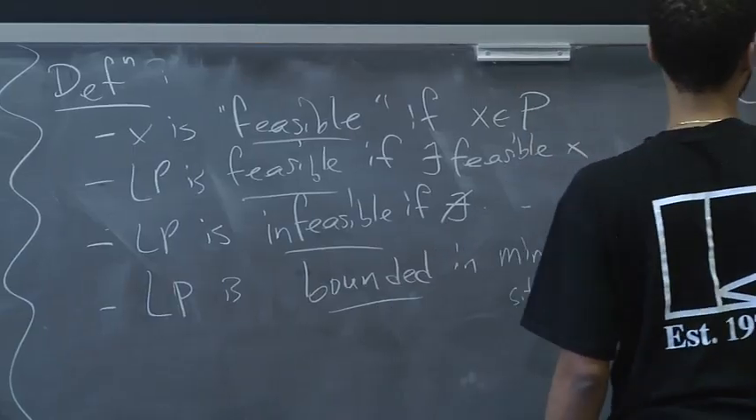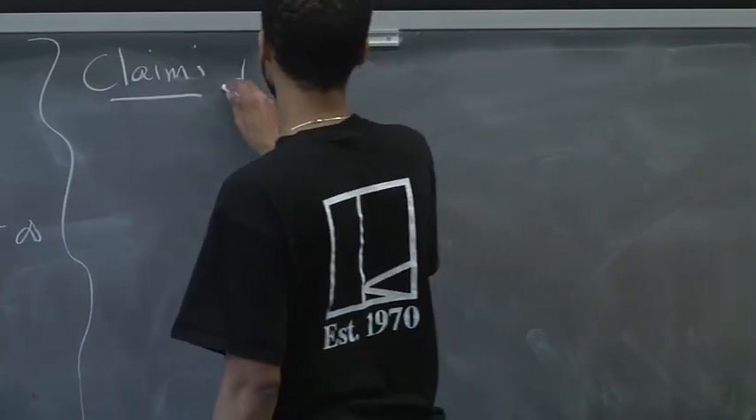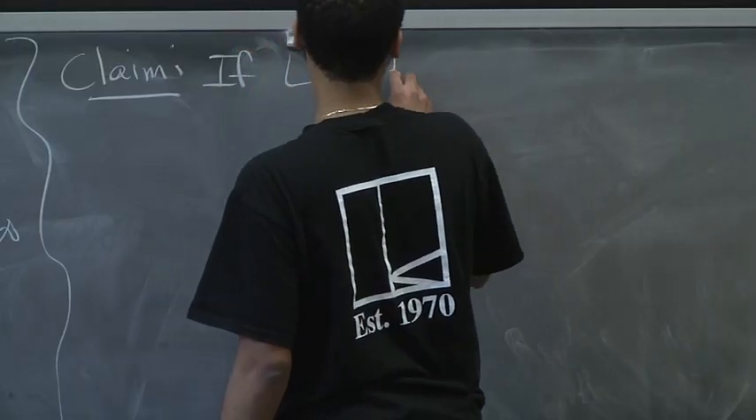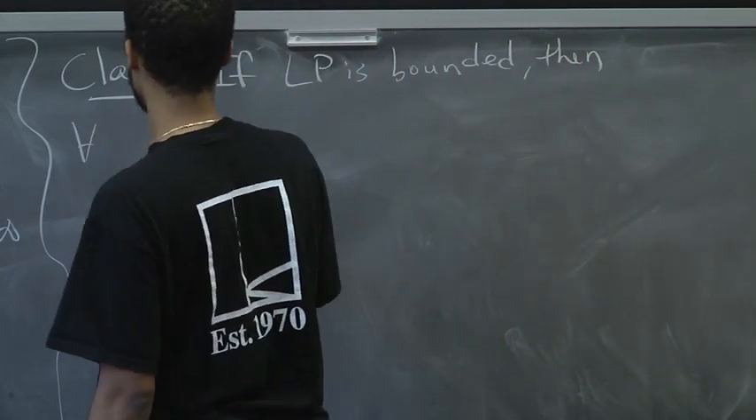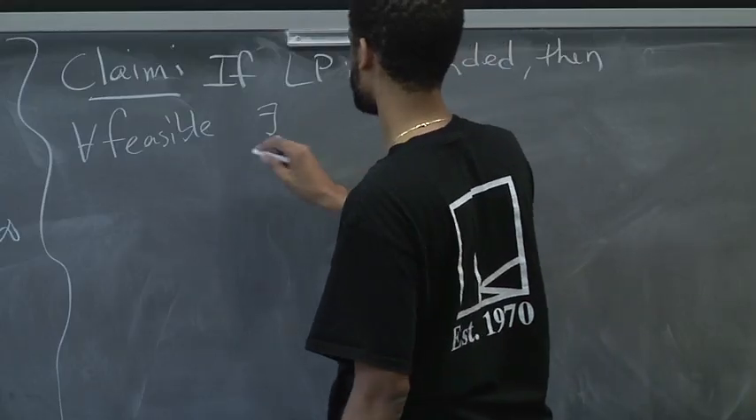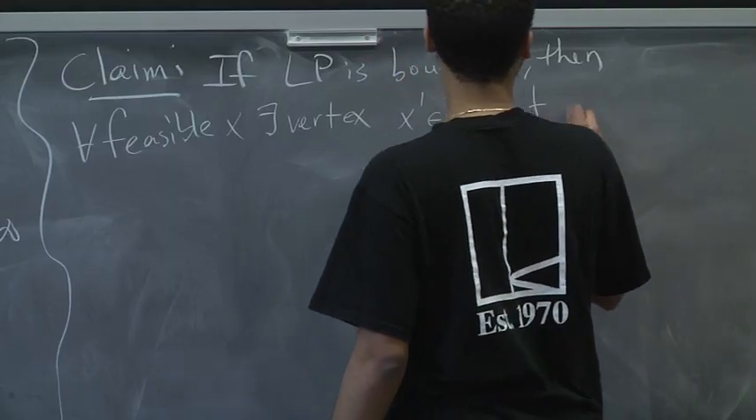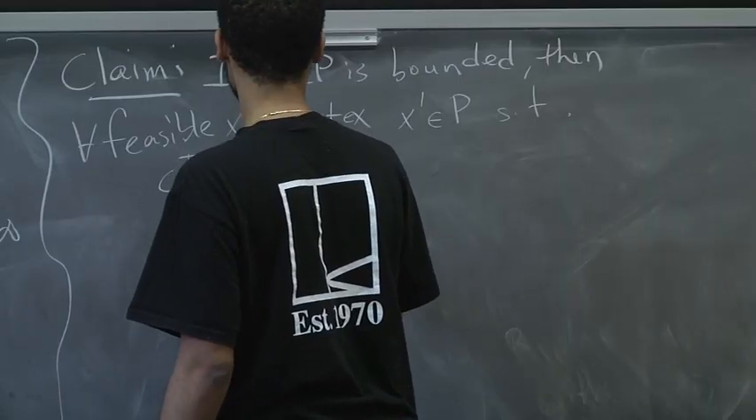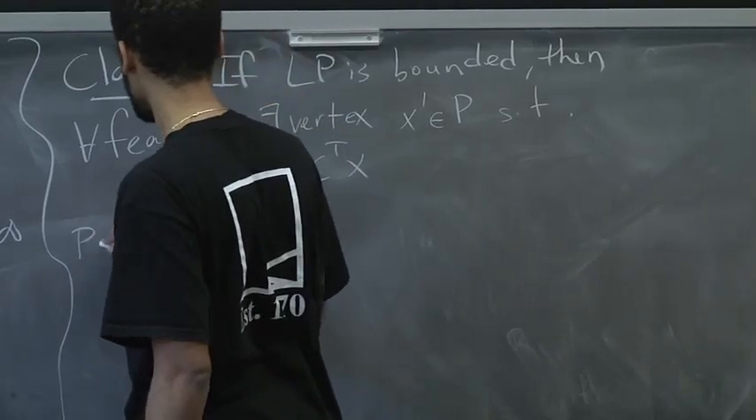All right, so the claim is that if an LP is bounded, then for all feasible X, there exists a vertex X prime such that C transpose X prime is at most C transpose X. I just want to say that any vertex does as well as any other thing. So, proof.